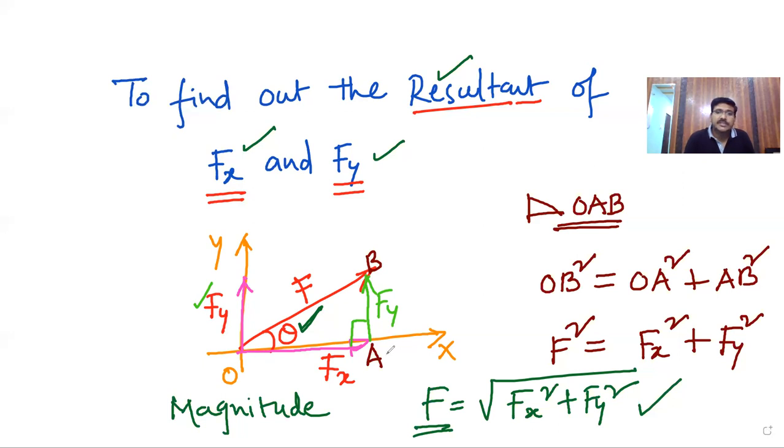Theta is with respect to which? With respect to the x-axis. Now, again, I am taking the help of this right angle triangle. In this right angle triangle, I am interested in tan theta. What is tan theta? Opposite side AB by adjacent side OA. Tan theta is opposite side AB by adjacent side OA. Observe.